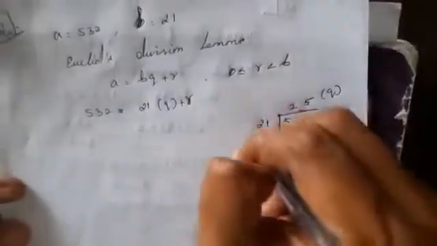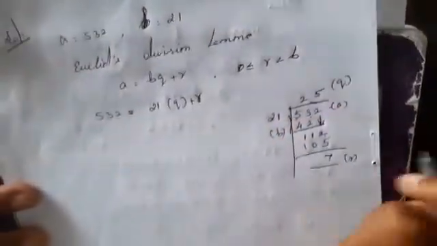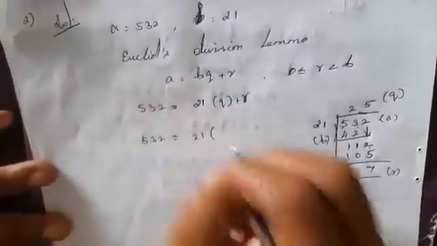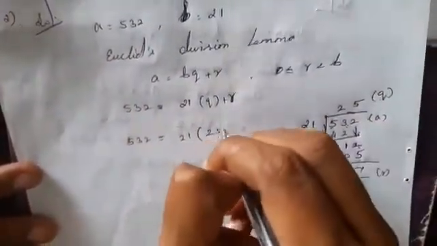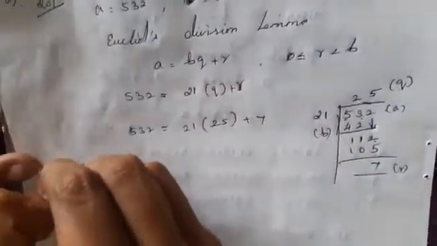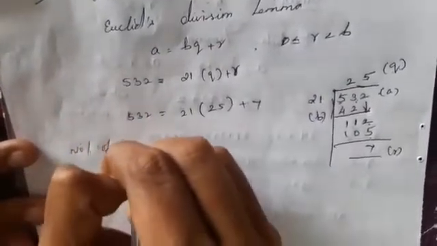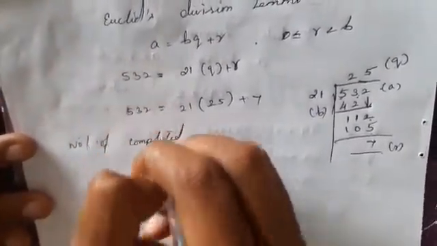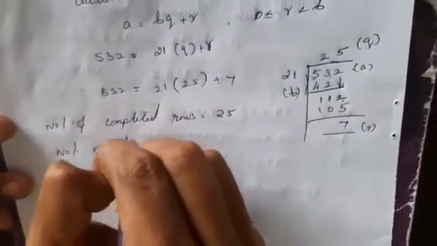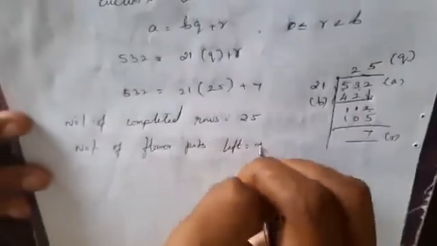So that one is A, that one is quotient, that one is divisor, that one is R. So 532 is equal to 21 into quotient 25, remainder is 7. Final answer: number of completed rows is equal to 25. Number of flower pots left is equal to 7.